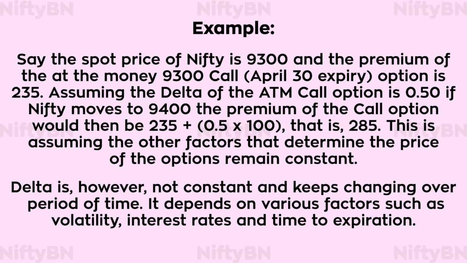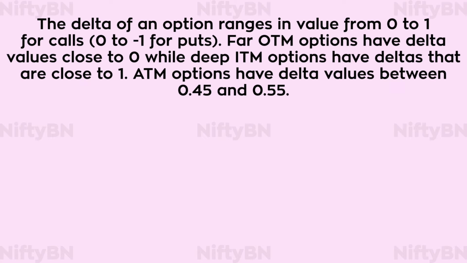Delta is however not constant and keeps changing over a period of time. It depends on various factors such as volatility, interest rates, and time to expiration. The delta of an option ranges in value from 0 to 1 for calls and 0 to -1 for puts. Far out of the money options have delta values close to 0, while deep in the money options have deltas that are close to 1. At the money options have delta values between 0.45 and 0.55.